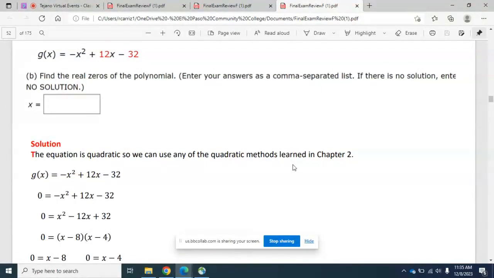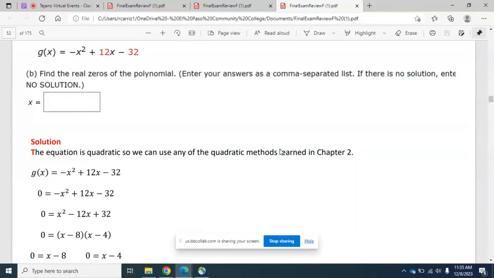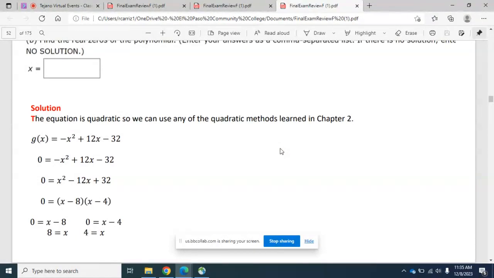So then the one that you will never go wrong with is your quadratic equation. Your quadratic equation will always give you the real zeros. Okay, so in this particular problem, we got lucky. It's factorable. So minus x squared plus 12x minus 32 factors in this fashion, x minus 8 times x minus 4.